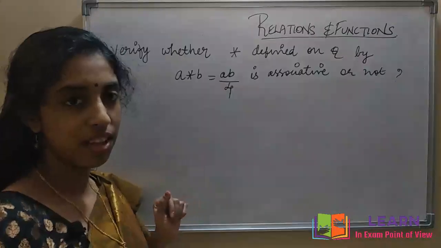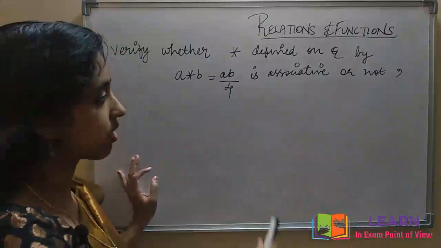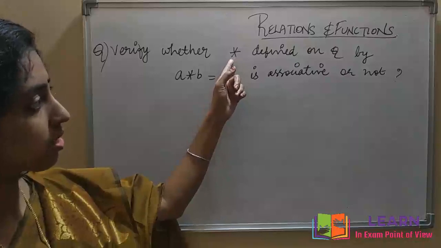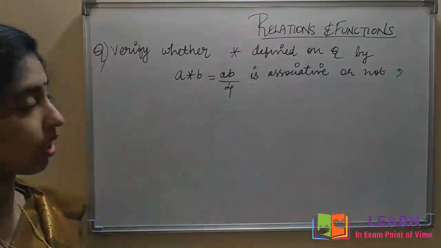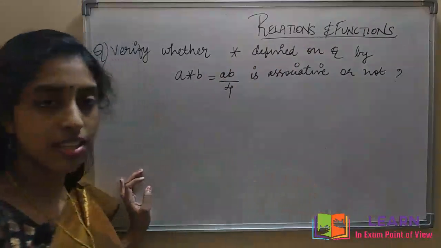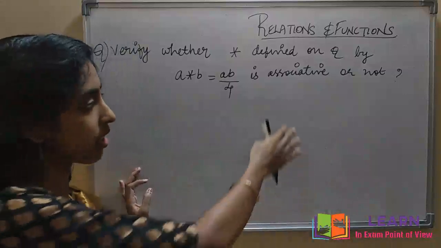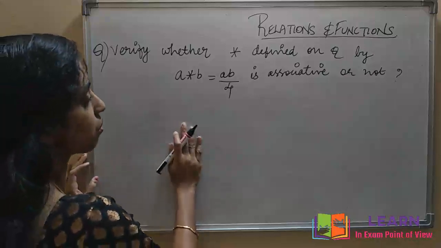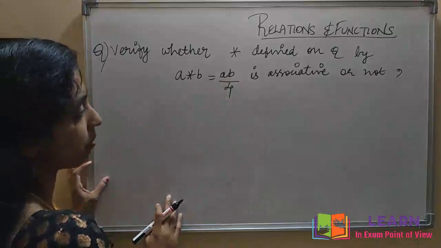Okay, so students, this is a question that can be asked. We have to verify the binary operation star defined on Q by a star b equal to ab by 4. Here division is the operation, correct? We have to prove whether it is associative or not. It can also be asked like commutative or not. Here, is it associative or not? Okay, so first of all, we have ab by 4.